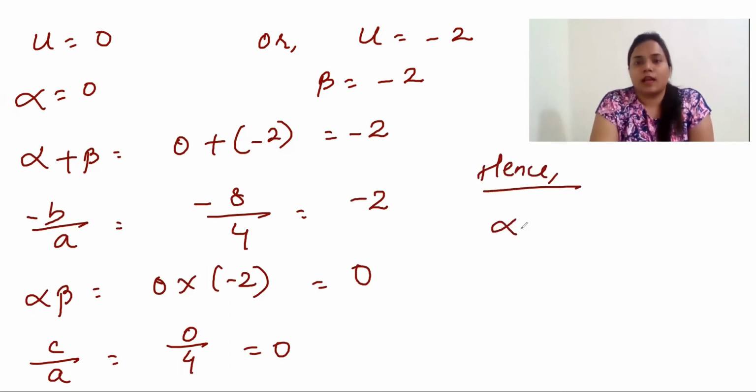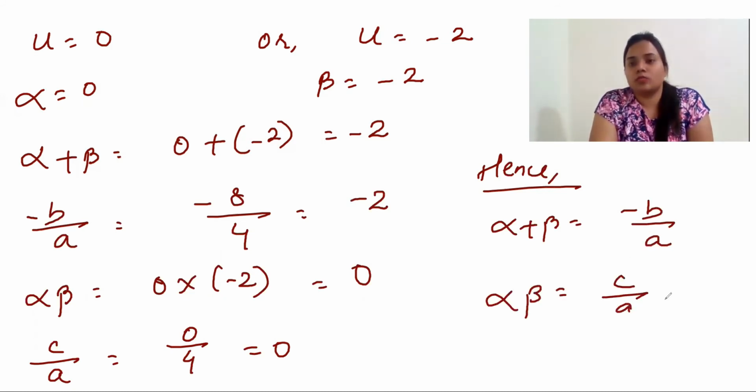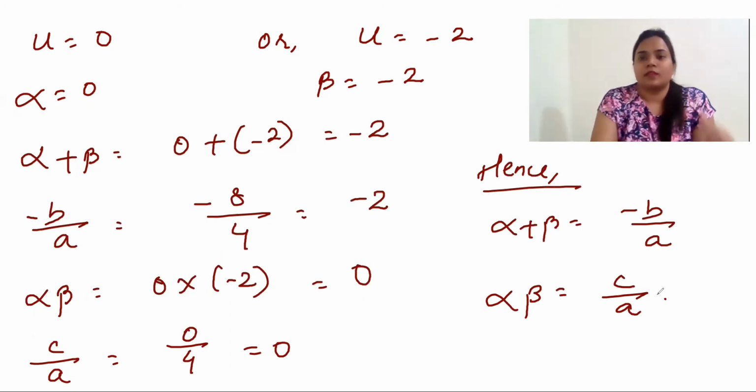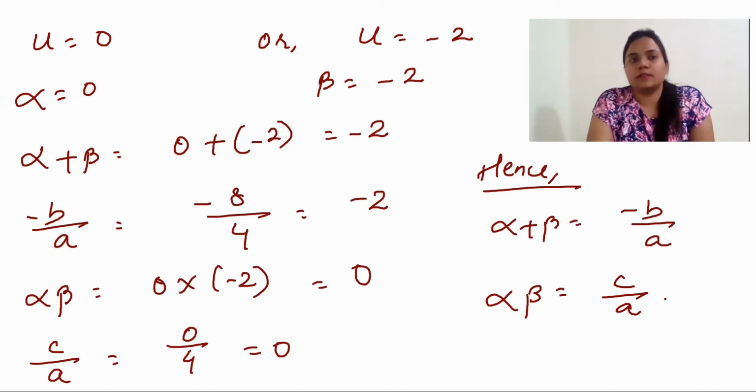Hence, alpha plus beta is equal to minus b by a and alpha beta is equal to c by a. Clear? So, when any single term is missing in a quadratic polynomial, we take that term as 0. Clear? Let's move to the next question.